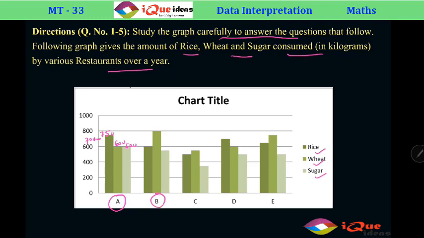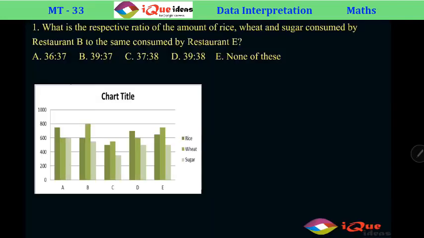Let's say for example restaurant B, rice is 600, whereas the wheat is 800. And when it comes to sugar, just the middle one out of these will be 500, right? So this sugar should be around 550. So you have to take approximation a little bit. Okay, so now that we have understood the data, let's take up the questions. This is the first question.